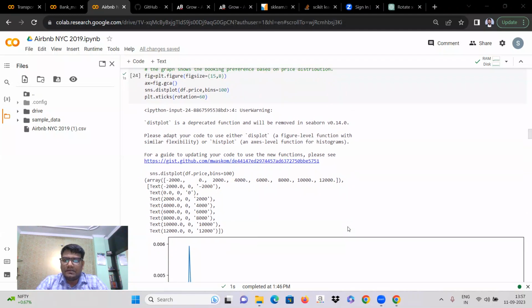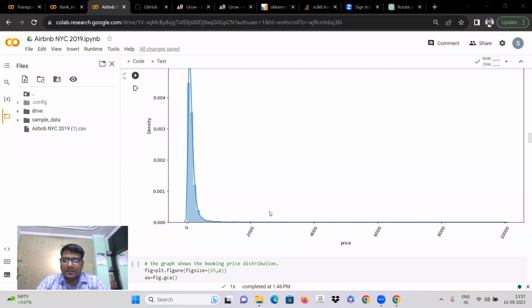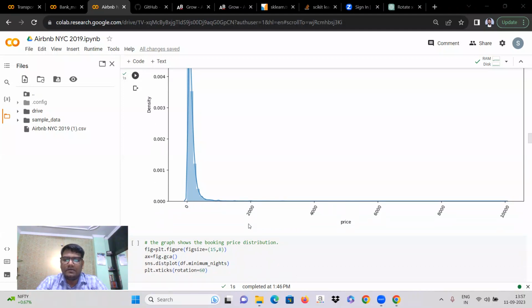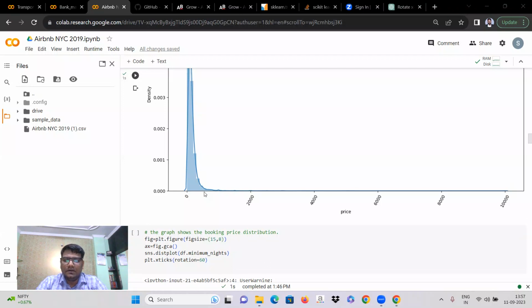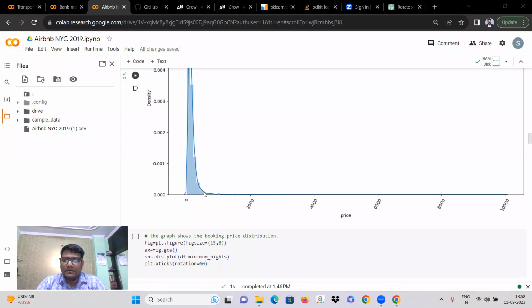Again, we'll see the price that most of the customers have paid or preferred to pay. The price customers prefer to pay is the minimum. Though the price range has been between more than 0 to 10,000 and plus, most of the customers prefer to stay where the price is below around 250. So there is certain information, based on price, about where customers have preferred to stay.